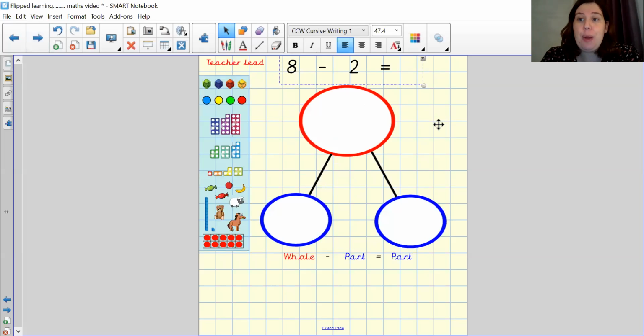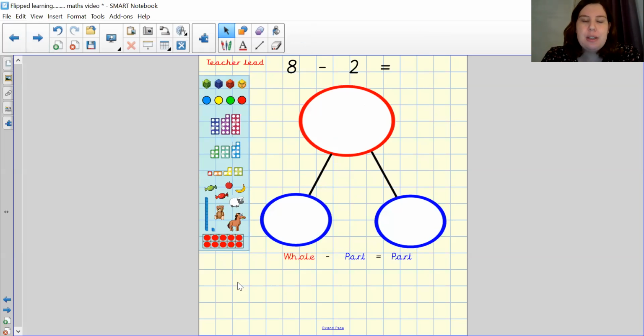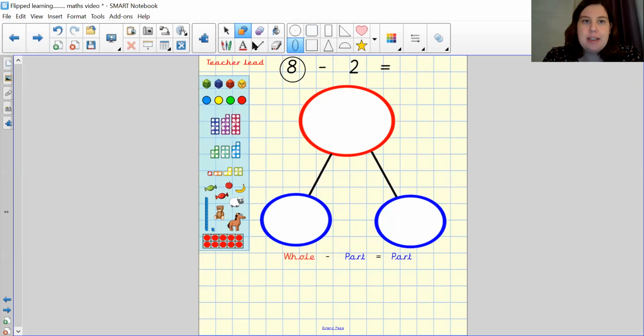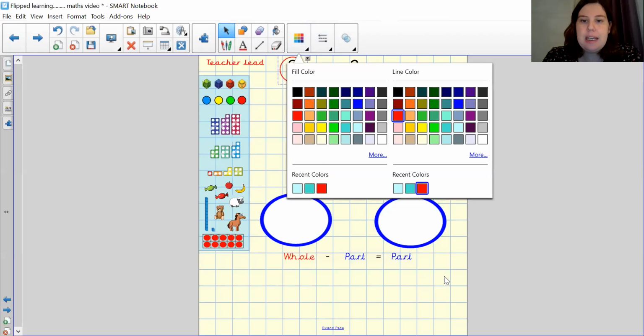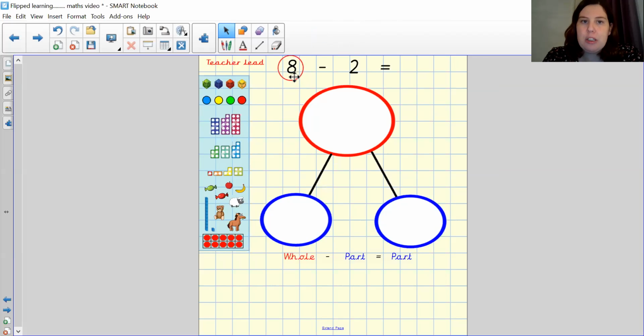I'm now going to show you how we will do this. So, when we subtract, we always start with our whole, okay? So what I'm going to do is draw a circle around our number 8, and make that into a red colour for us so we can see. This is our whole. So when we subtract, we start with a whole. And then we take away a part, okay? Because remember what I said, it is whole, take away part, equals part.